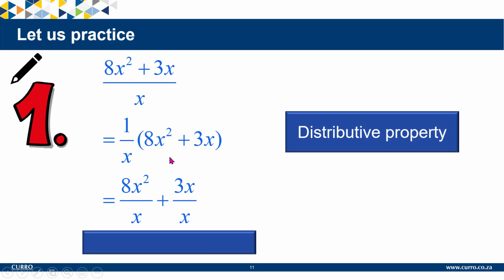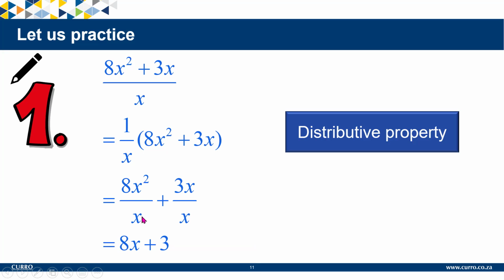I would rather split this term or this expression into 2 separate terms. So 8x squared over x and 3x over x. And then simplify each expression separately. So 8, and then if we divide x squared by x, it will just be x.